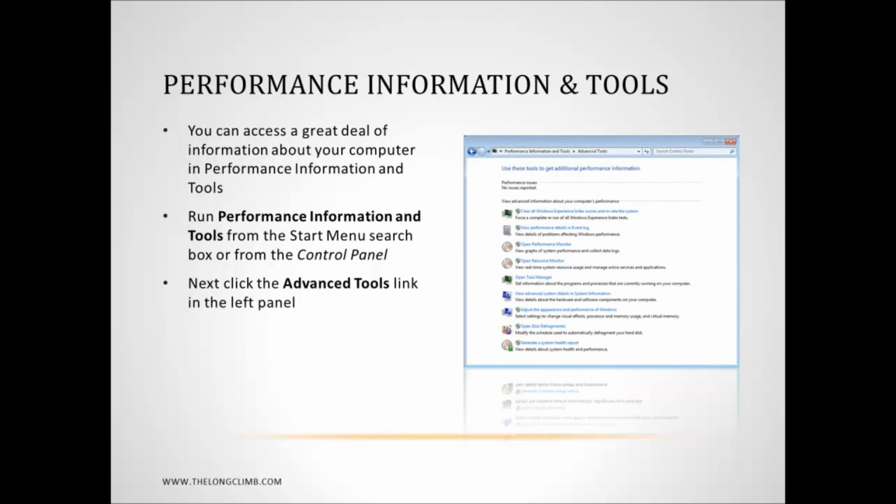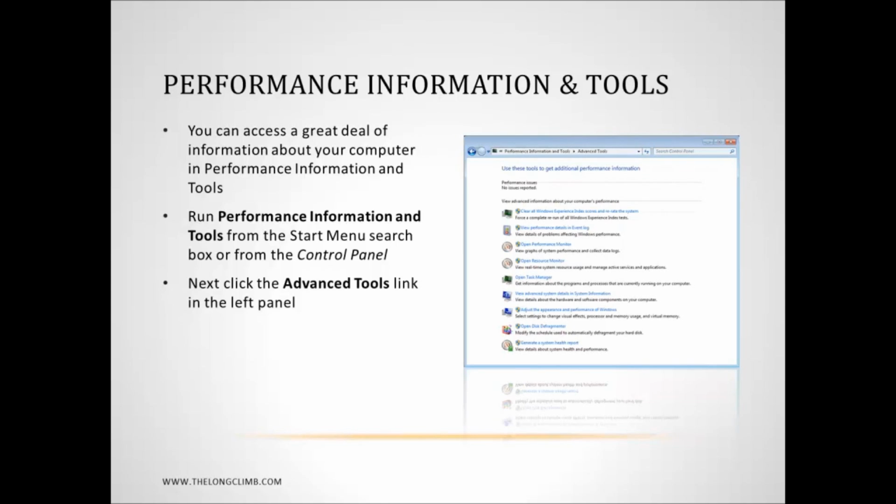What I'd like to do now is look more in depth at performance information and tools. Now here we can get huge amounts of information about the computer, about what's going on in both live formats and formats generally sort of archived with information about the computer. Now you can access performance information and tools by typing performance, or perf perhaps, into the search box in the Windows 7 Start menu, which is the easiest way to access it, but you can also access it from the control panel.